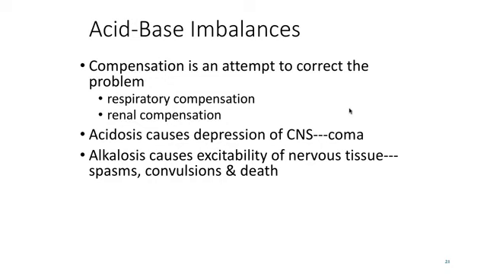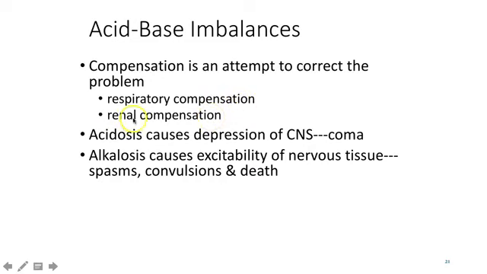Anyway, you have two different ways to compensate for changes in pH. Remember, you're trying to keep your blood pH in a very strict range, right? Between 7.35 and 7.45. There are two different ways you can try to correct the problem, either via the respiratory system or the kidneys, okay?